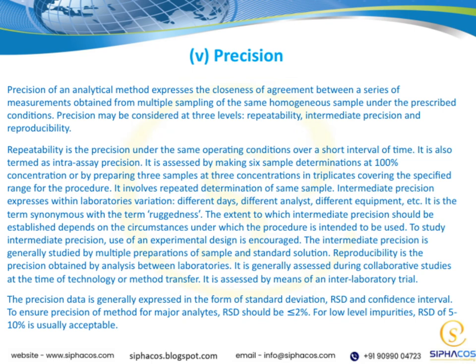Moving on to intermediate precision, this looks at variation within the same laboratory but over different days, with different analysts, or even using different equipment. It's also known as ruggedness, and it helps us understand how reliable our method is under typical lab variations. To evaluate this, we usually prepare multiple samples and standard solutions across different days or conditions.